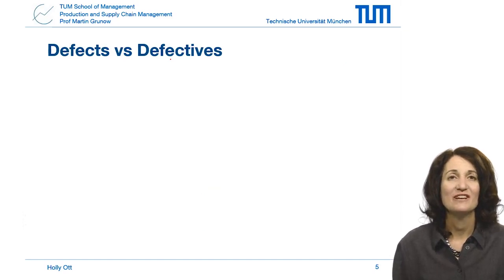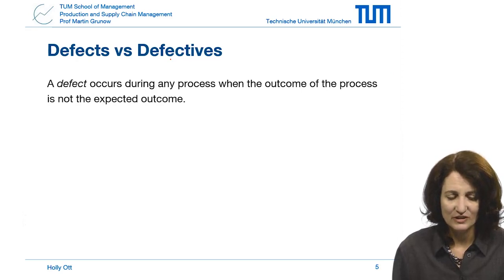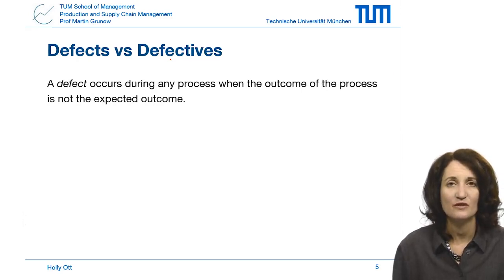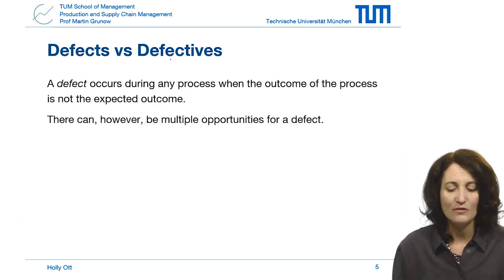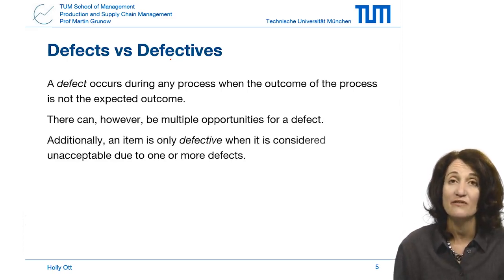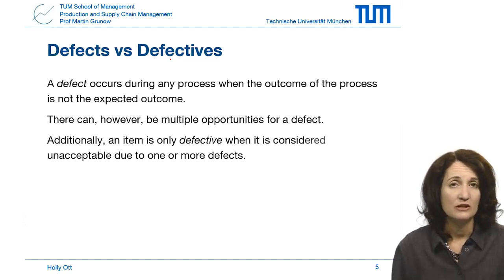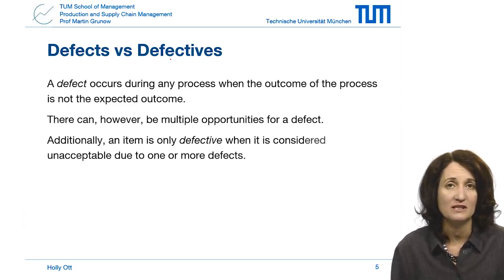So first of all, defects versus defective. A defect occurs during any process when the outcome of the process is not our expected outcome. It's a flaw, an error, a discrepancy. There can, however, be multiple opportunities for a defect, and so an item is only said to be defective when there's a decision made that the item is not acceptable. And this can be based on one characteristic or the accumulation of multiple defects making our characteristics unacceptable.